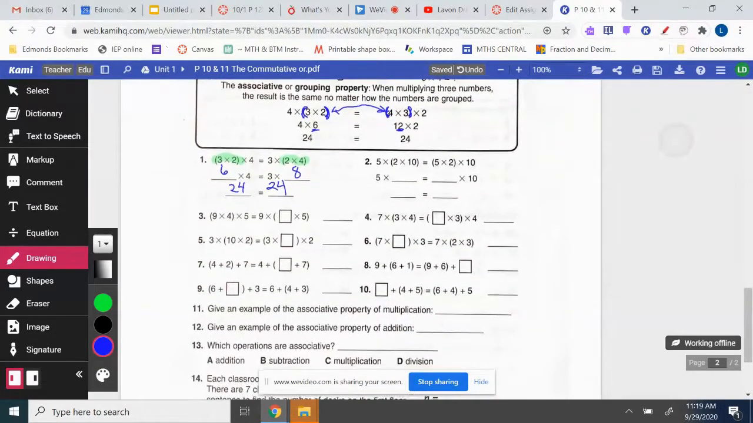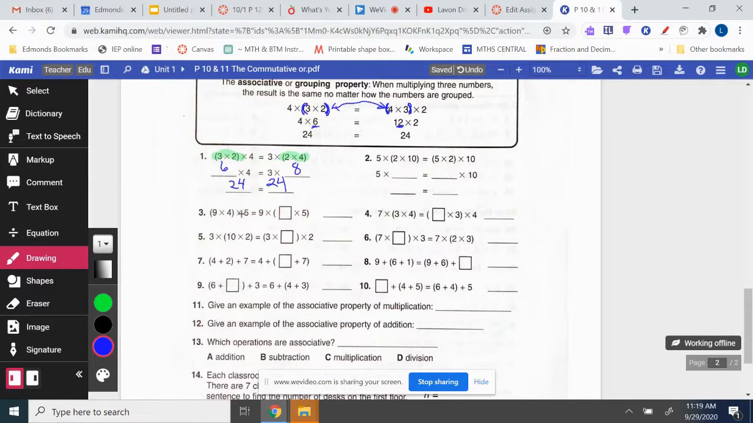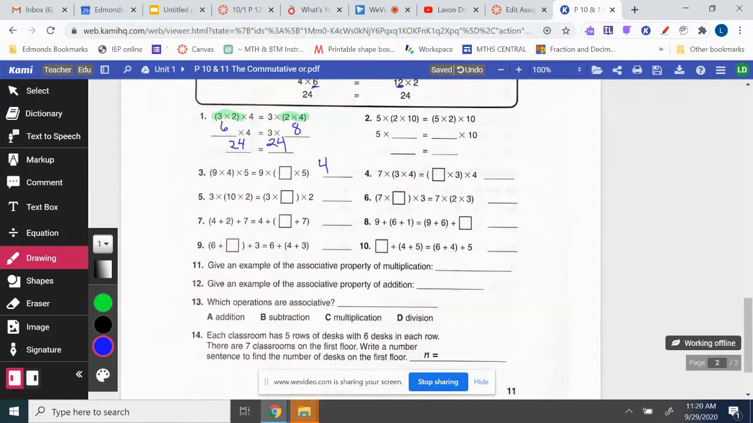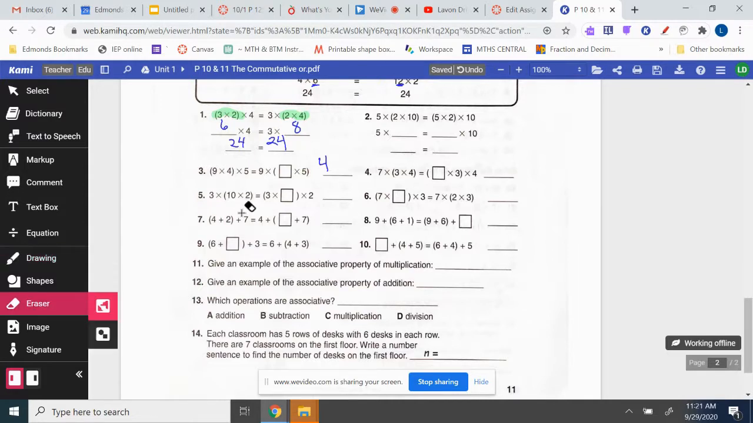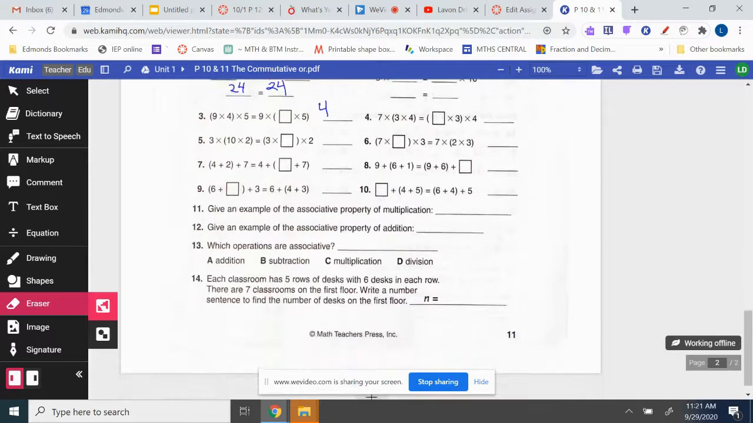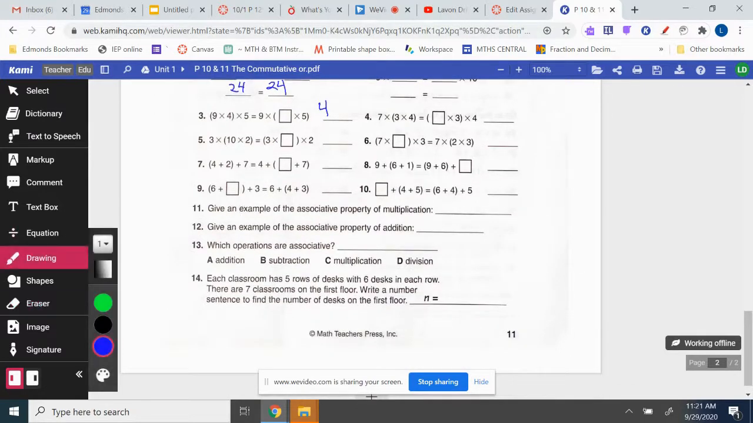Number 3, they're just looking for what's missing in the box. So if I have 9 times 4 times 5 equals 9 times the group of, what goes in that box? 4 goes in that box, because that's what's missing, times 5. That's how you're going to go through 10. And then they want you to show it with multiplication, like they did here, and addition. So I want you to show an example of how to do a multiplication and addition. Then you'll tell us which ones can be associated, which ones you can create groups with and not have an issue.